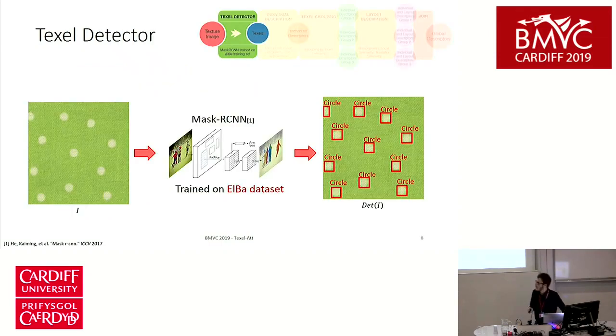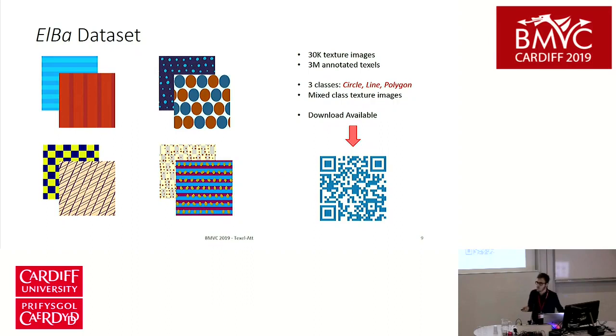The first step of the pipeline is texel detection. We start from the image of a texture, and we extract for each texel a bounding box, a segmentation mask, and a classification. This is done using a Mask R-CNN architecture, an off-the-shelf architecture that we trained on the ELBA dataset. ELBA stands for element-based, and it is a dataset of textures that we introduce in this paper.